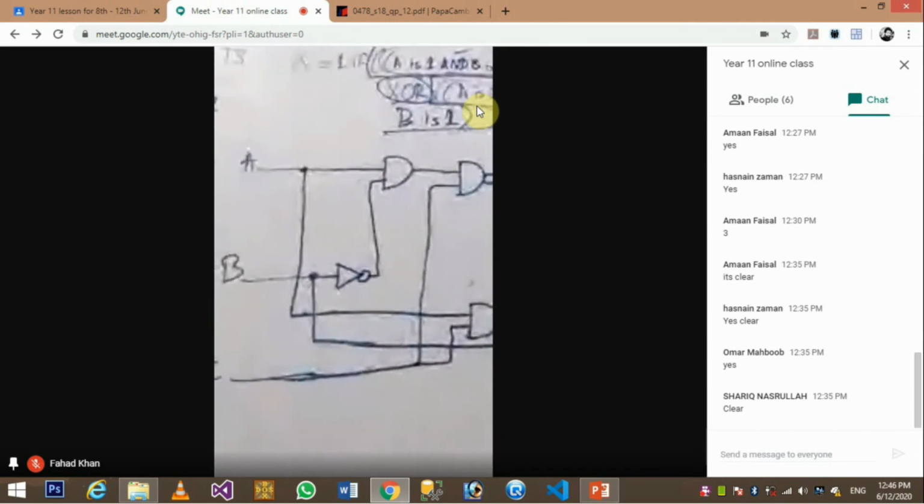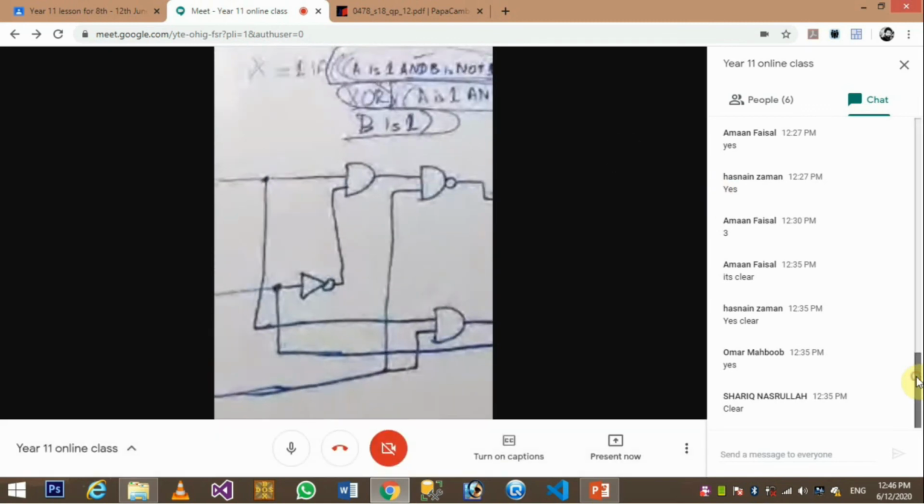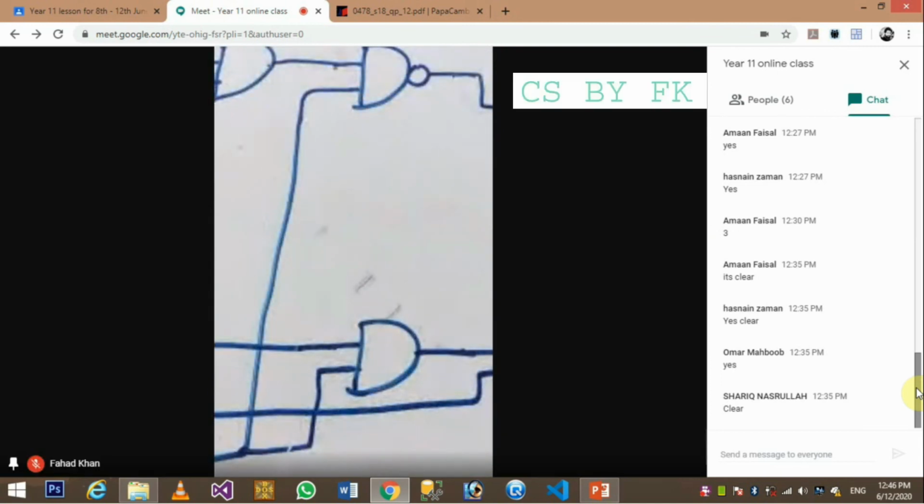If you find any error, you can raise your point, no problem at all. We'll see. Is it clear till now? All right. Is there any mistake? Is there any problem in this logic circuit or something? I think that's no. Okay, moving on.